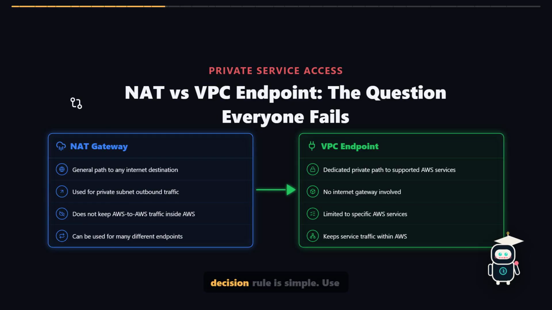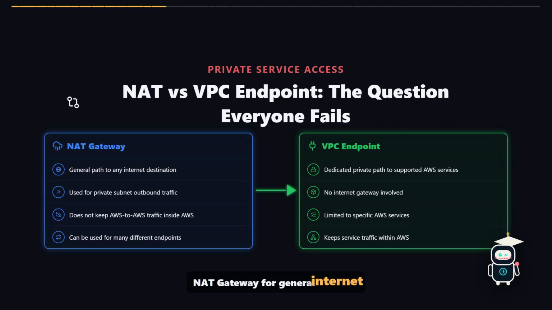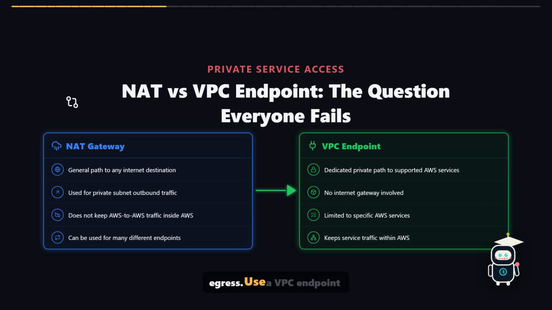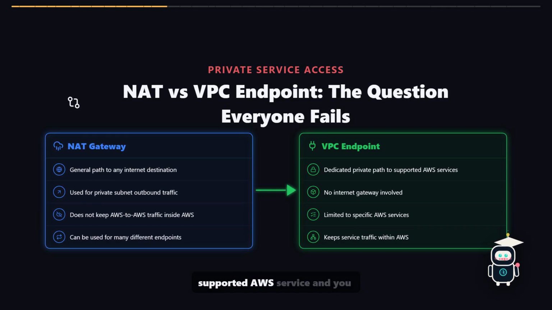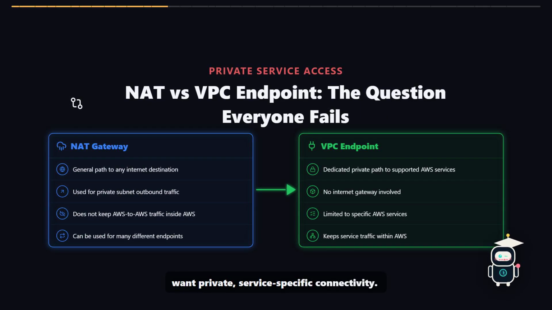So the exam decision rule is simple. Use NAT gateway for general Internet egress. Use a VPC endpoint when the destination is a supported AWS service and you want private service-specific connectivity.